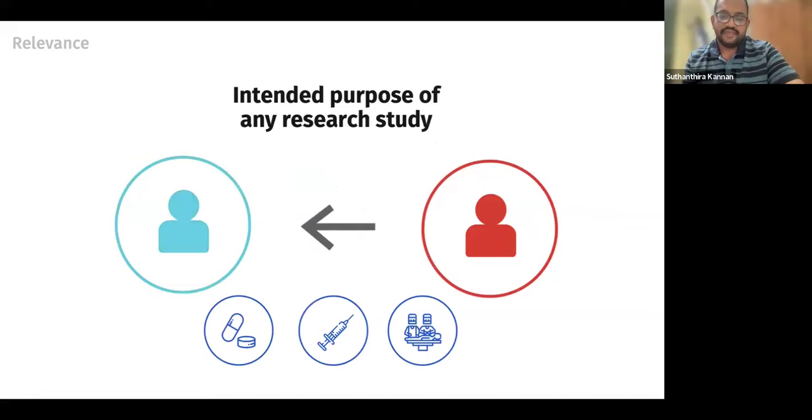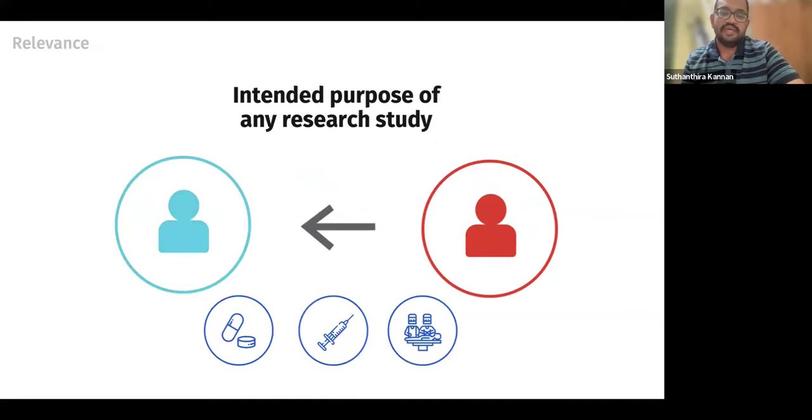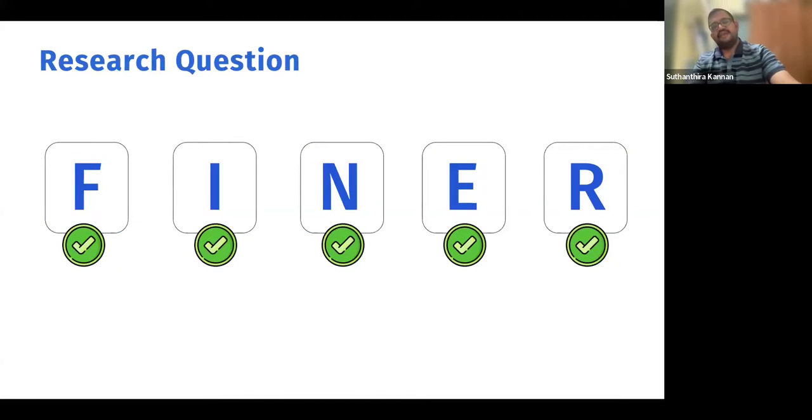Actually, the intended purpose of the research study is that you should not do any harm to the patients. The tablet or drug which you are using, the procedure which you are doing, or any surgical procedure should not harm the patient. It should be relevant in terms of finding out the cause and elimination factors. So I repeat again, what is final? It should be feasible in terms of time and cost, of interest to the clinician, patients, stakeholders, and policymakers, novel, ethical, and relevant.